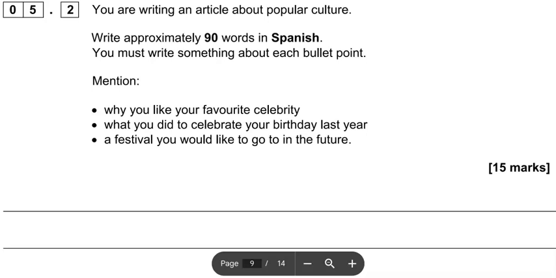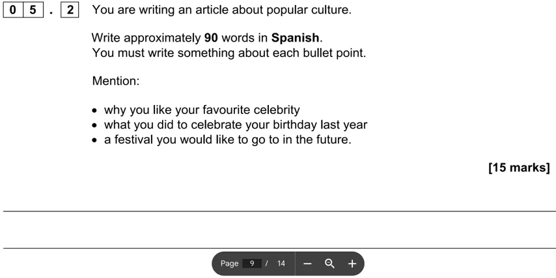A festival that you would like to go to in the future. So this could be a festival anywhere. Benicassim is a very famous Spanish festival, and then you can use me gustaría plus the infinitive, and that will refer to the future tense. So that's a really super easy hack to try and avoid using the future if you can't remember it, or you can't remember how to form it.